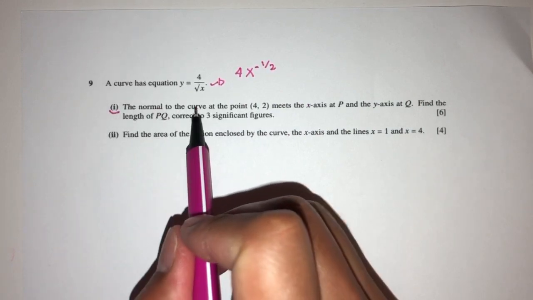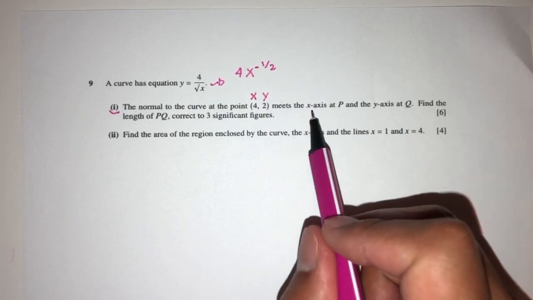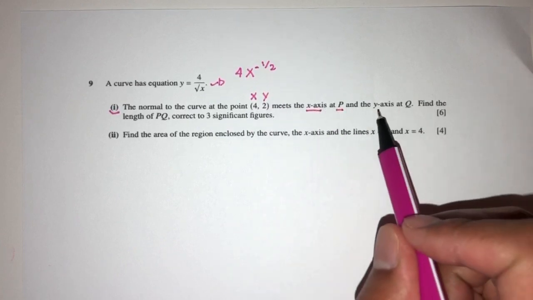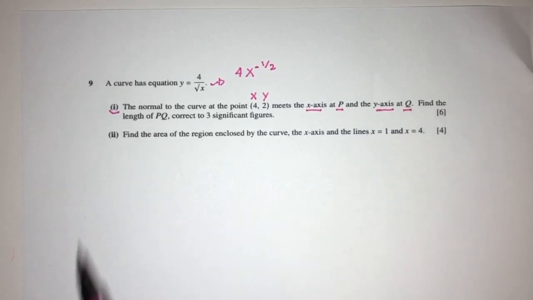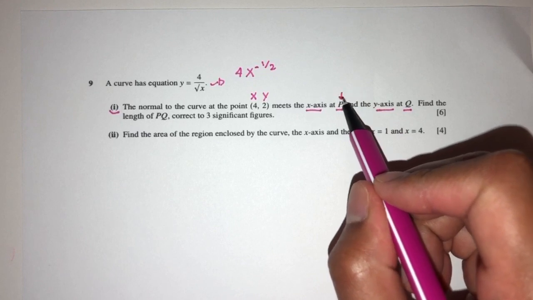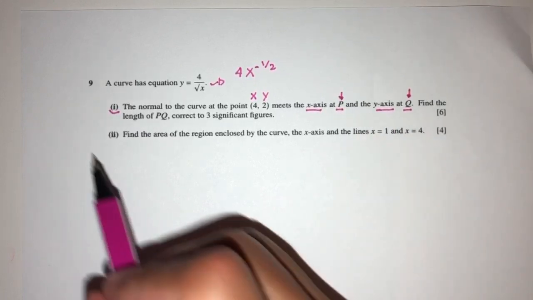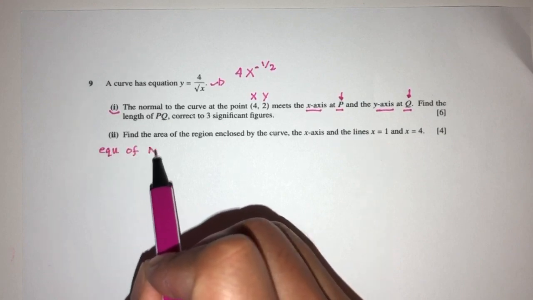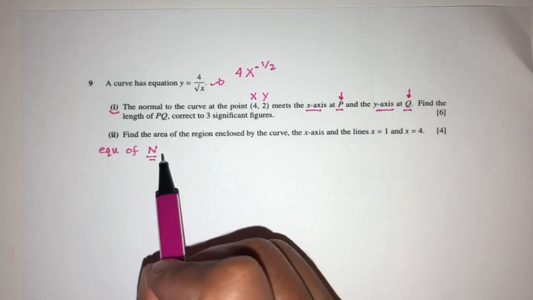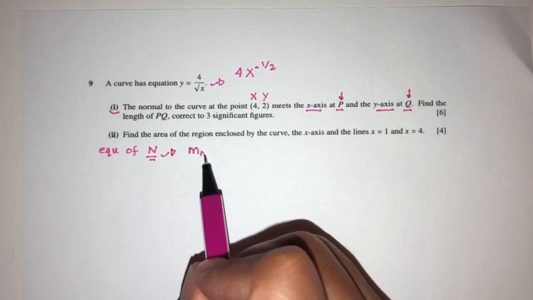The normal to the curve at the point (4, 2), this is the x value and the y value, meets the x-axis at P and the y-axis at Q. Now find the length between P and Q. So we first have to find the points P and Q. To find them, we have to find the equation of the normal.